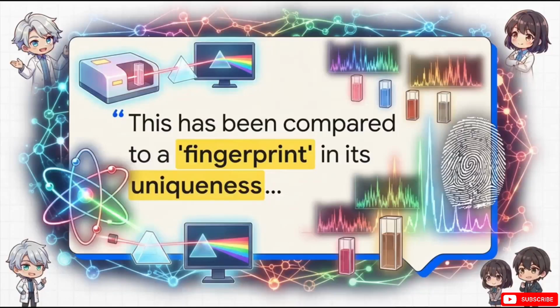To summarize just how powerful this all is, I want to leave you with a really great quote directly from our source text describing the absorption spectrum. It says, "This has been compared to a fingerprint in its uniqueness, although actually it is more individual." Think about that for a second. It's more unique than a fingerprint. Even different concentrations of the exact same substance in a liquid will produce completely different spectrograms. It is the ultimate, undeniable identifier of a chemical substance, all based on the fundamental laws of atomic physics.